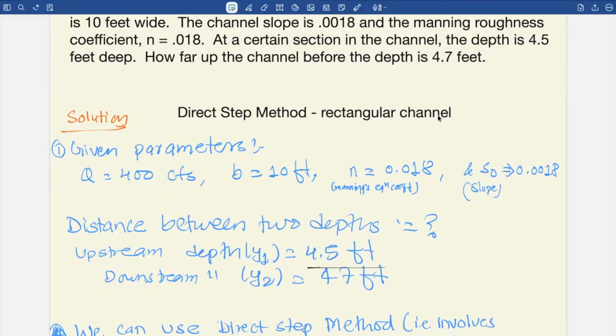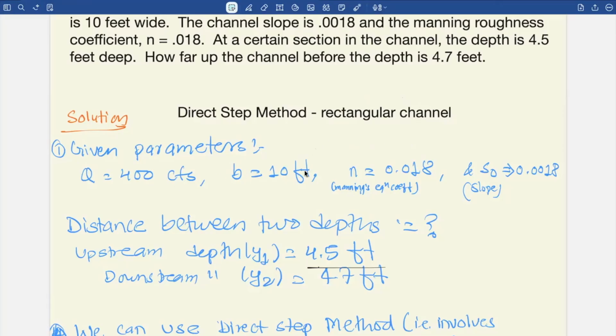So it is a classic gradually varied flow problem, and the depth is changing gradually along the channel, and we need to find the distance over which the change happens. We will use two methods here: one is the direct step method and another one is the standard step method, which involves calculation in Excel or some other computer programs. So for the first, the direct step method, that is for a rectangular channel.